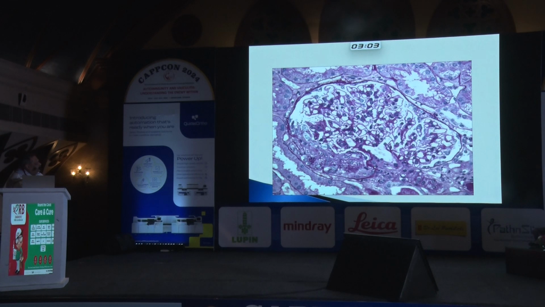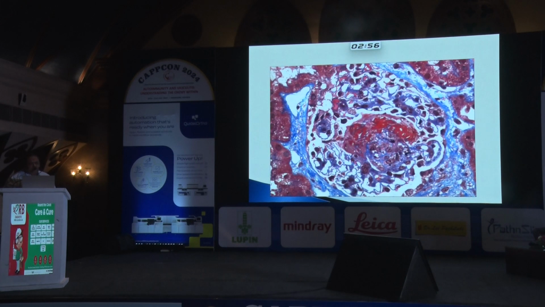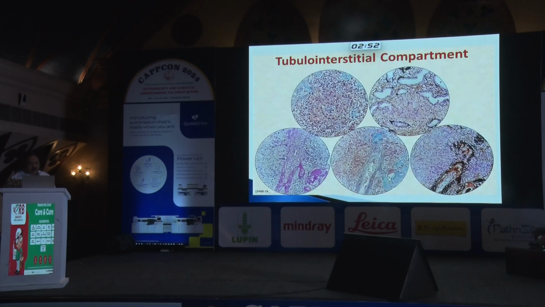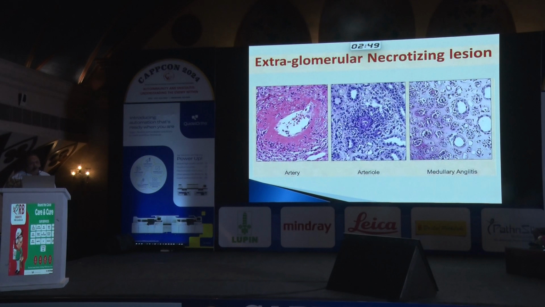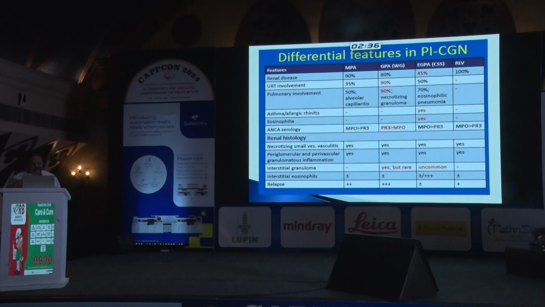And here we started finding the crescents, which had become sclerotic at places. So this is the Masson's trichrome stain, the tubulointerstitial compartment, which showed a lot of inflammation, and extraglomerular necrotizing lesions were also found. In one case, we found a bit of medullary angiitis also. Otherwise, the interstitium is usually studded with lymphocytes and neutrophils. So these are the differential features in post-immune crescentic GN.